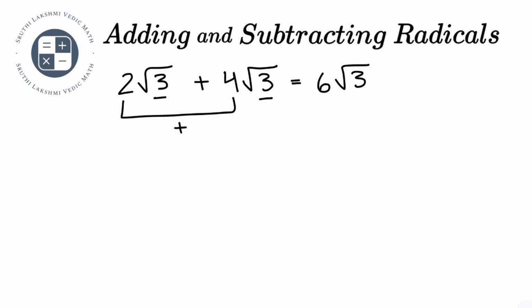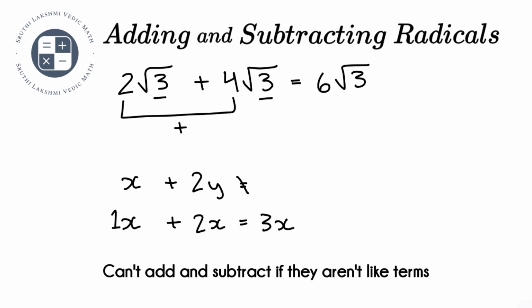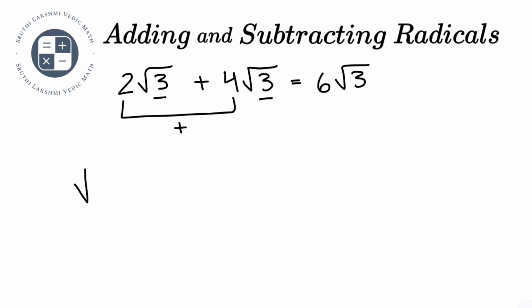Now let's see why it works this way. x plus 2y. Now, would we be able to add this? No, because x and 2y are not like terms. However, if we had x plus 2x, we would be able to add this. All we have to do is add 2 and the imaginary 1 over here, and we would have 3x. Now, just like we can't add because they aren't like terms, the same works with radicals.